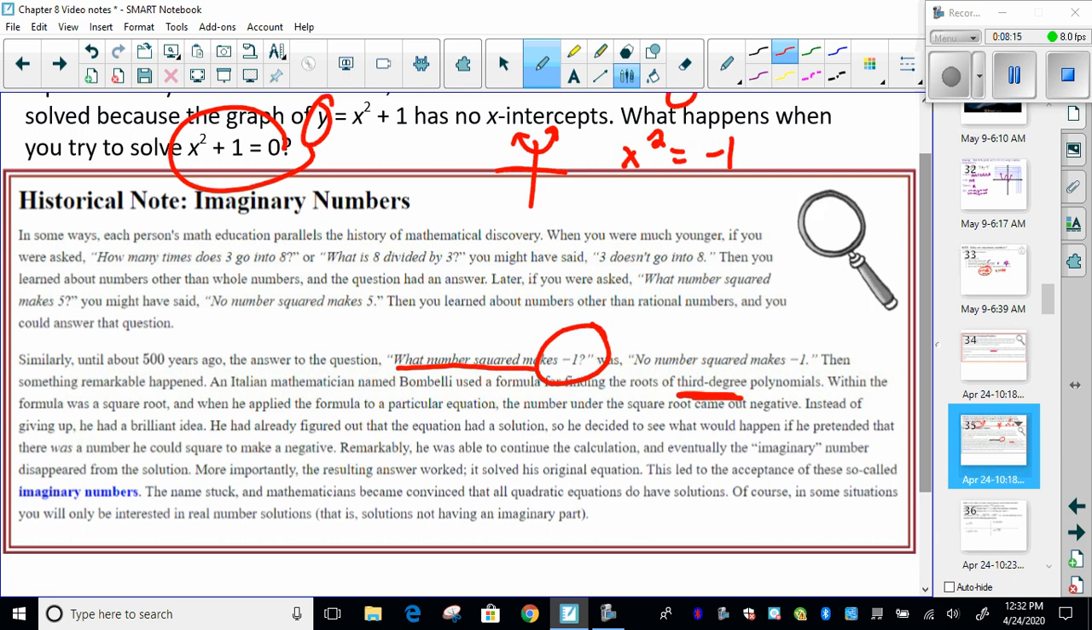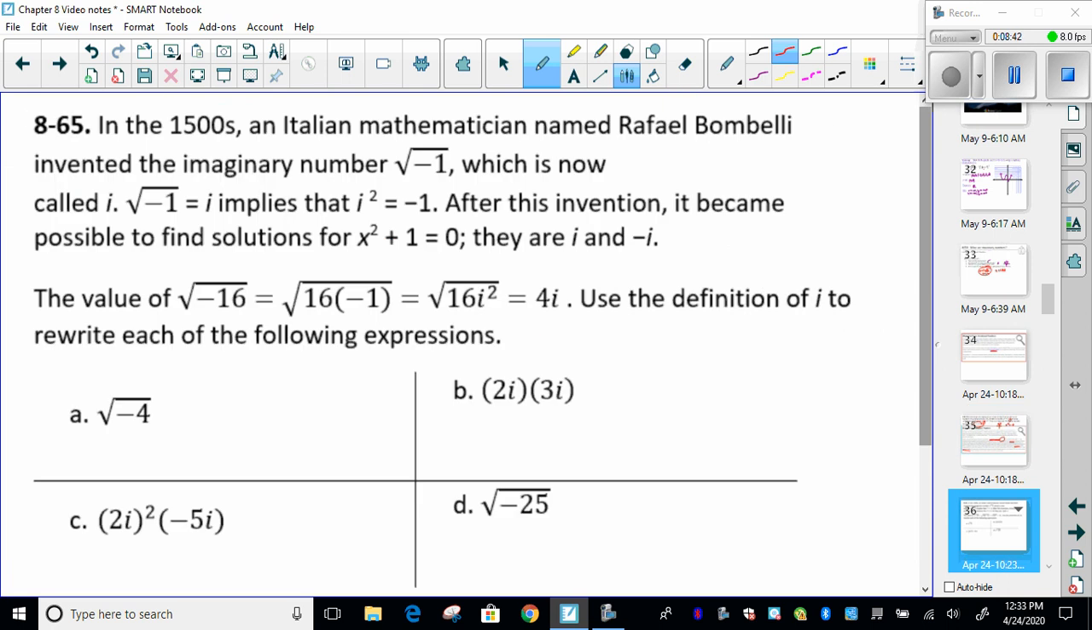So therefore, he came up with some formula, and what ended up happening is the number underneath the square root became a negative. So instead of giving up, he just treated it like, hey, we're just going to go with it and be okay with it. And the incredible thing that happened is eventually that imaginary number disappeared from the solution. And more specifically, it worked. You ended up getting a real number for the solution. So this is what's called imaginary numbers. So we're going to work on the imaginary number.